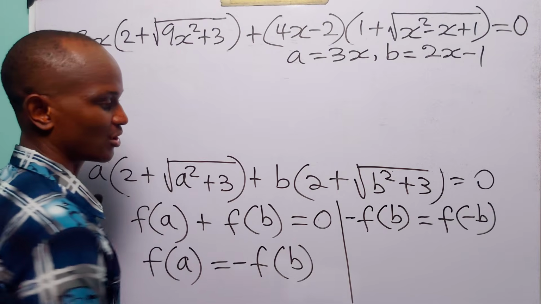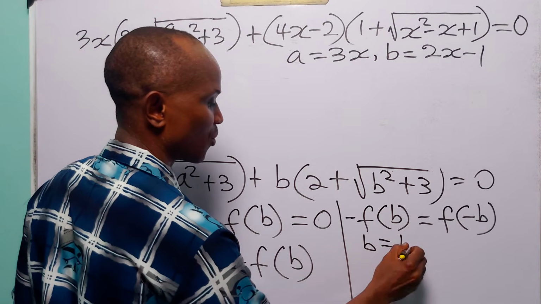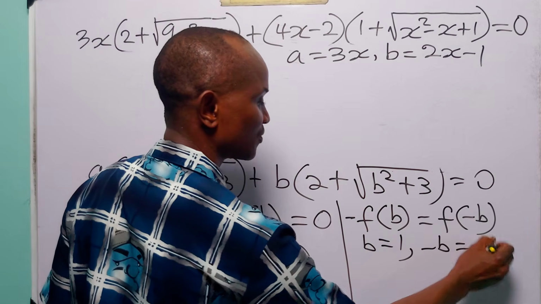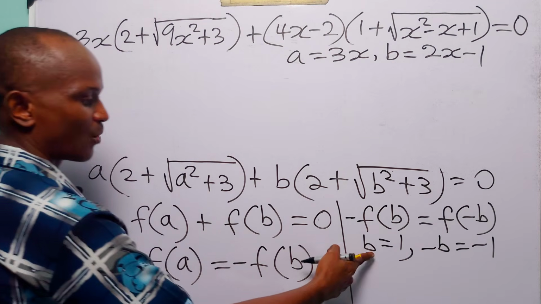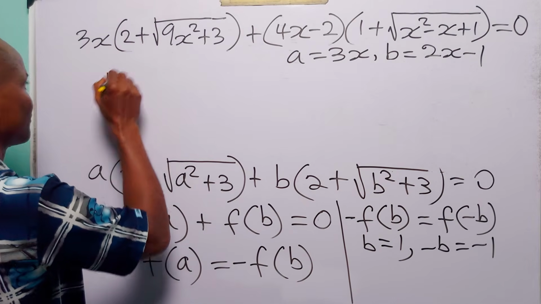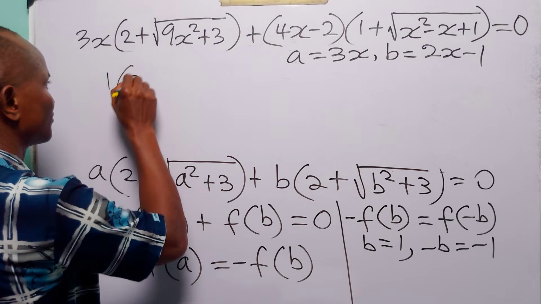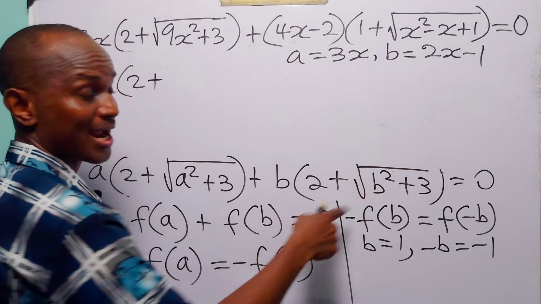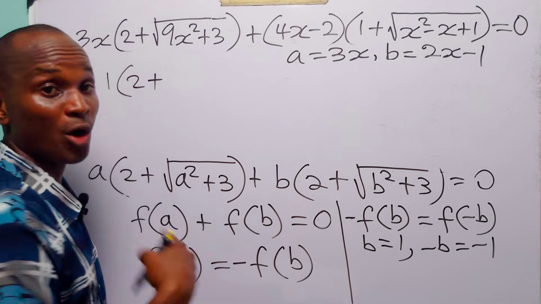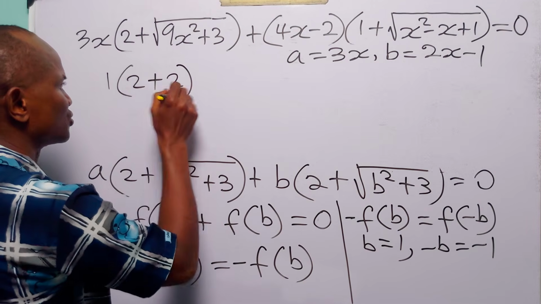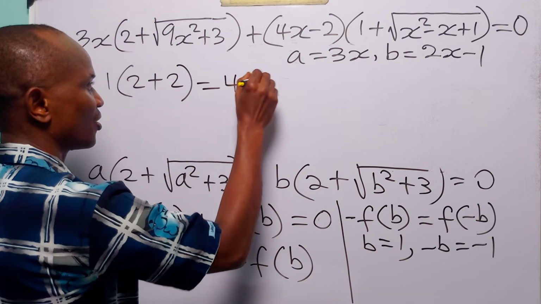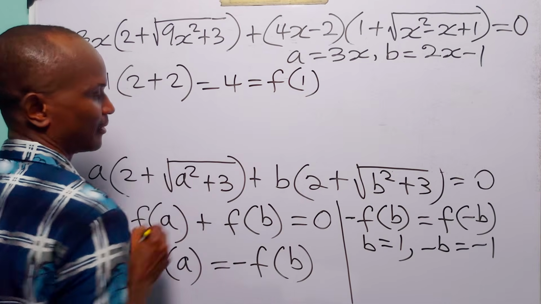Now, for illustration, let b be equal to 1, and of course, let minus b be equal to minus 1. Now, when b is equal to 1, we have 1 times 2 plus the square root of 1 squared plus 3, that is 4. The square root of 4 is 2. So here we have 2. 2 plus 2 is equal to 4 times 1. This is 4. This is f of 1.